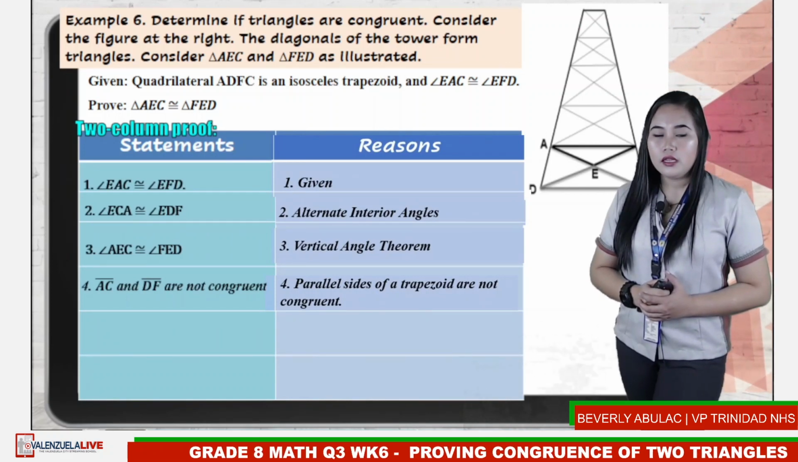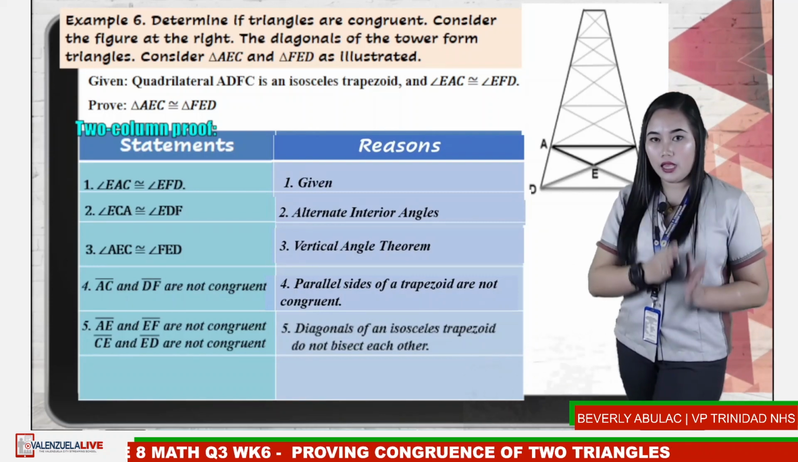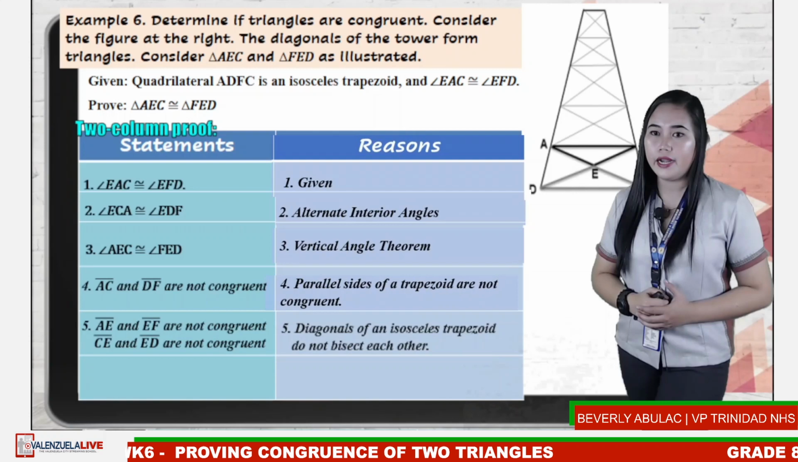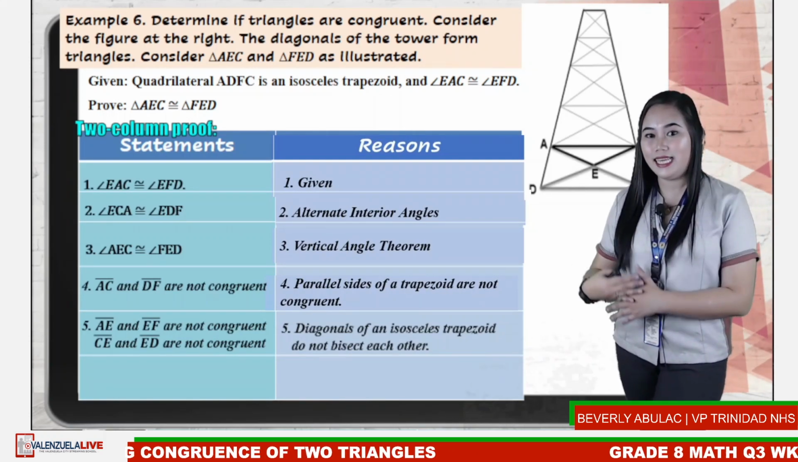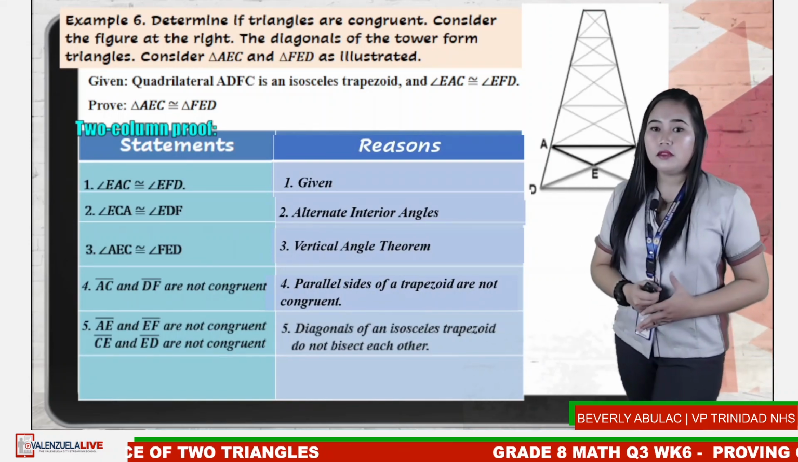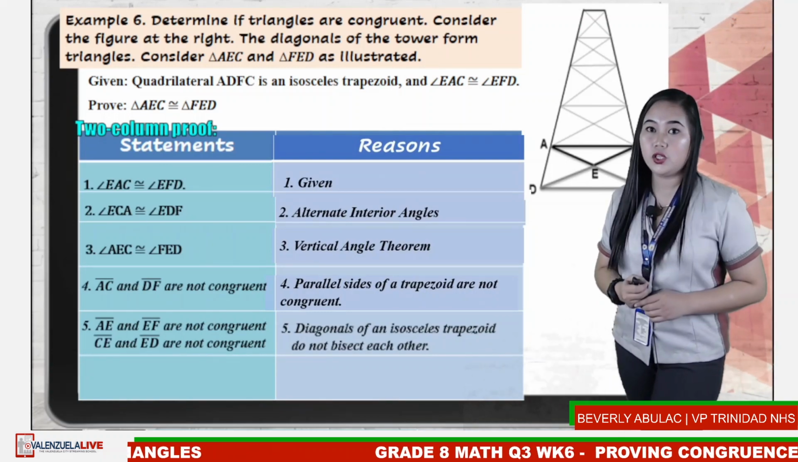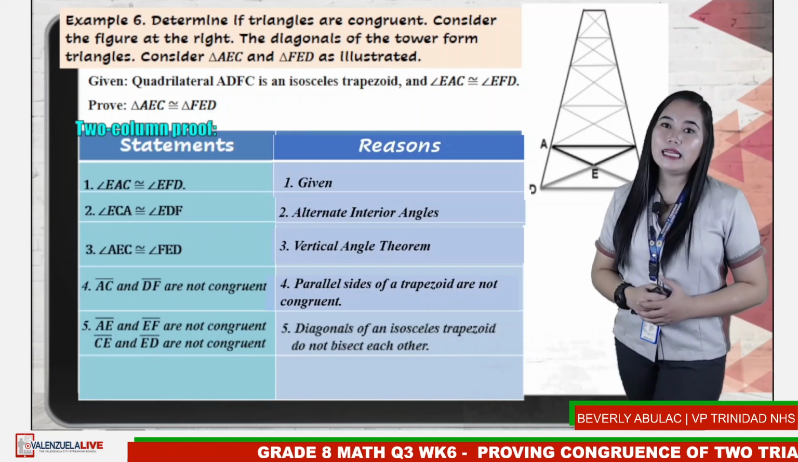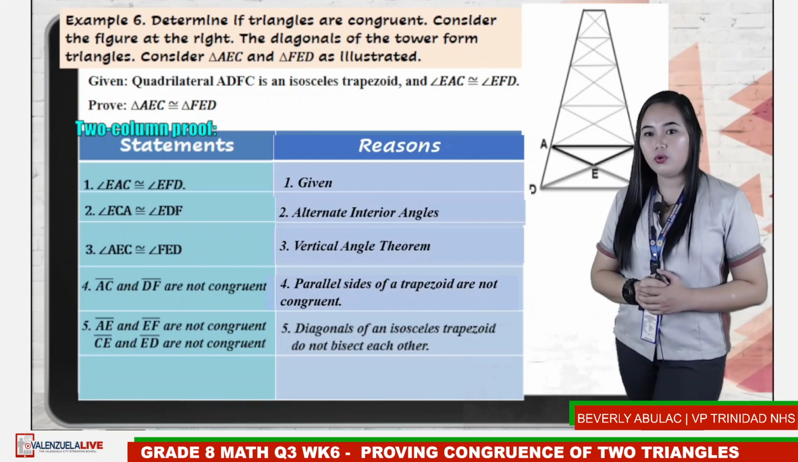Okay? Next, segment AE and segment EF on the given figure are not congruent. Same as segment CE and segment ED are not congruent. The reason? Diagonals of an isosceles trapezoid do not bisect each other. So therefore, triangle AEC and triangle DEF are not congruent.